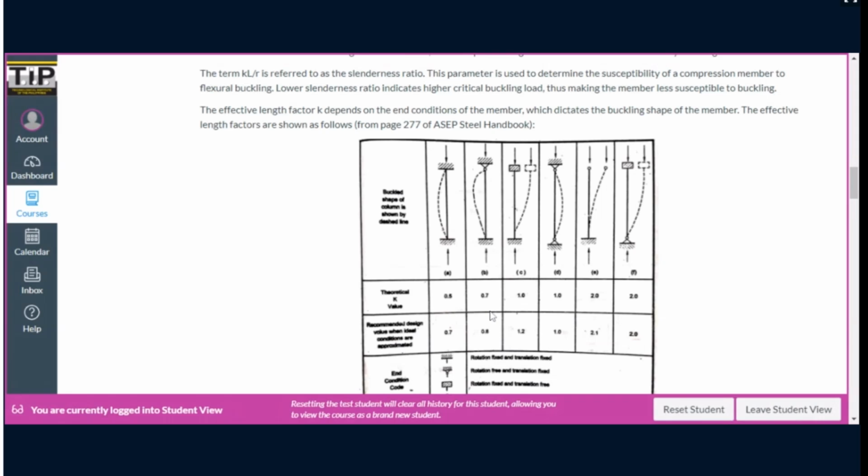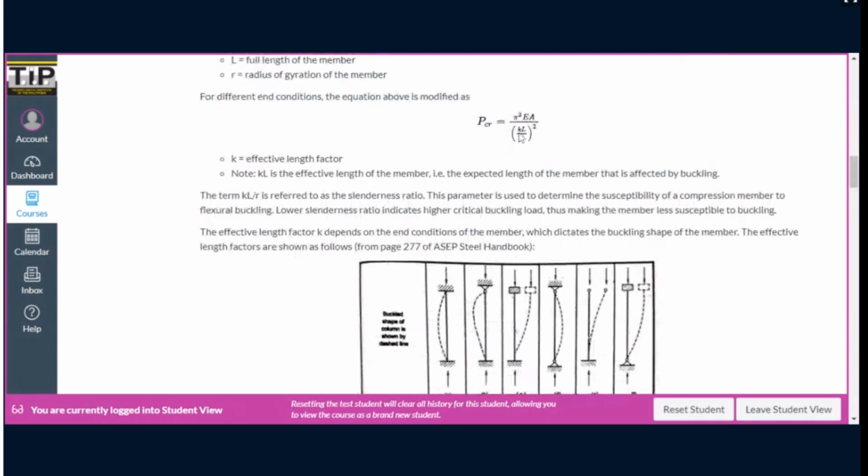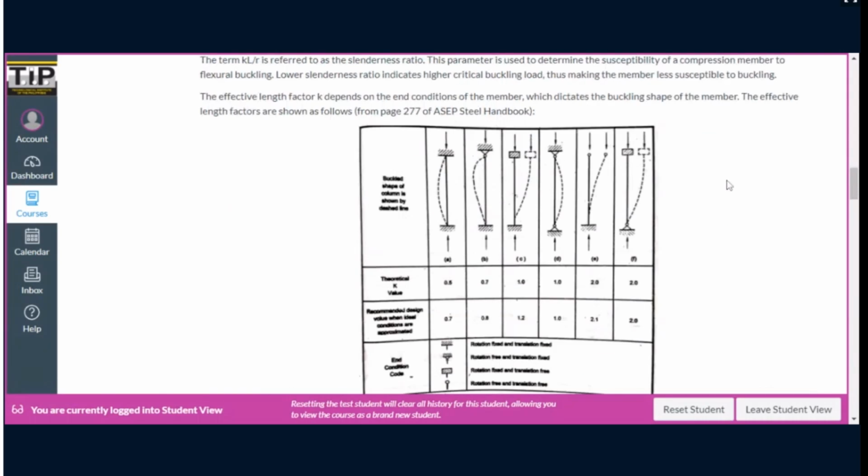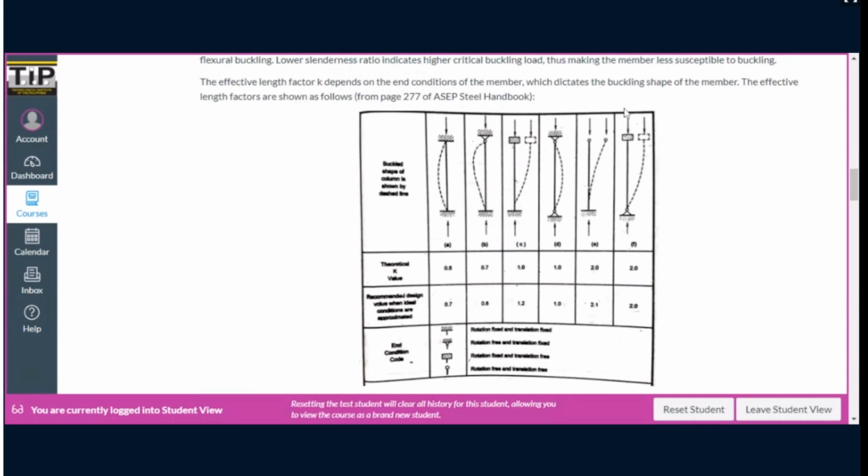Okay, so if you observe, in most cases mas mataas yung nire-recommend na K value, because the higher the K value, the lower the load. Okay? So mas conservative ibig sabihin. So this particular table that I'm showing right now can actually be seen from page 277 of the ASEP Steel Handbook. Okay? So in some cases we can use this one. So yun lang, no?